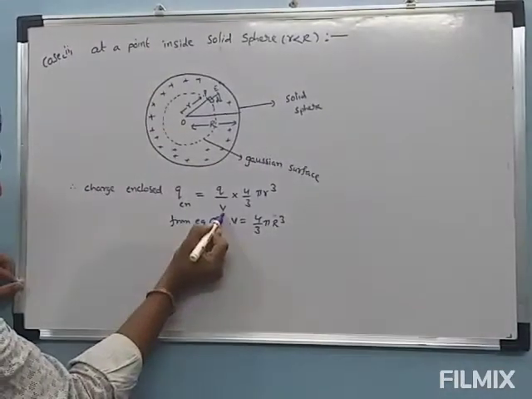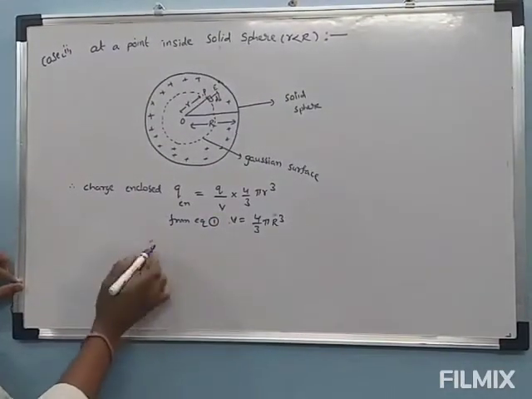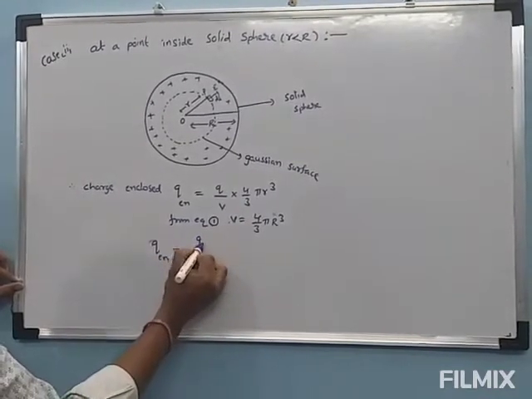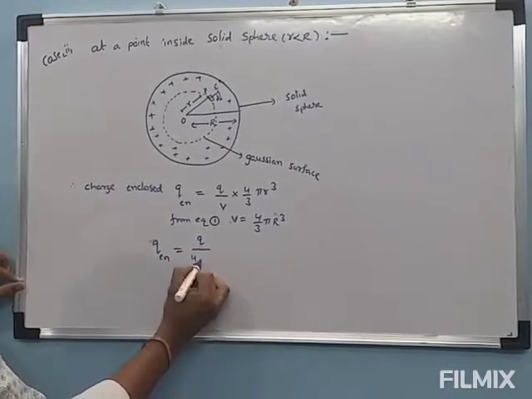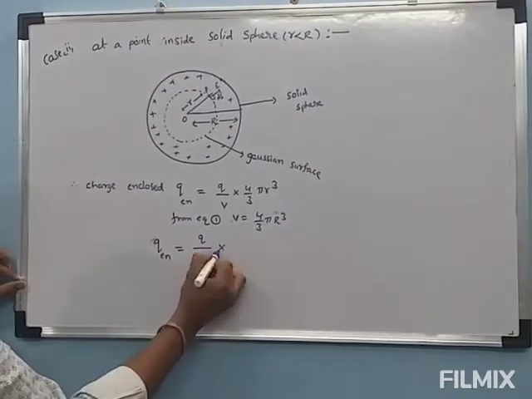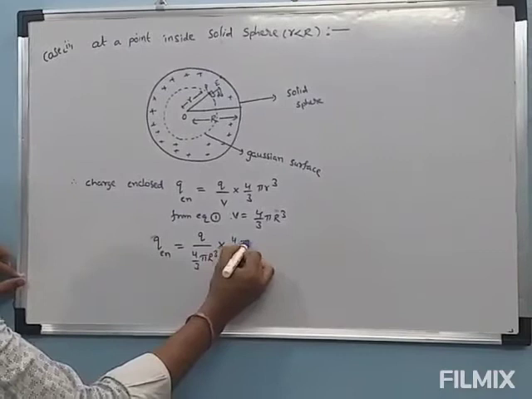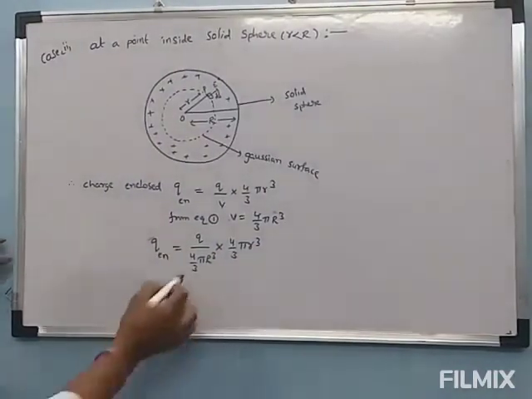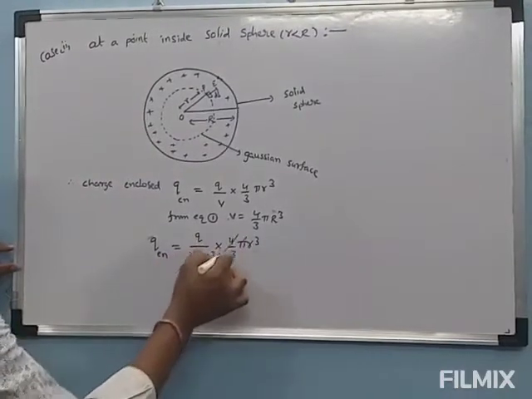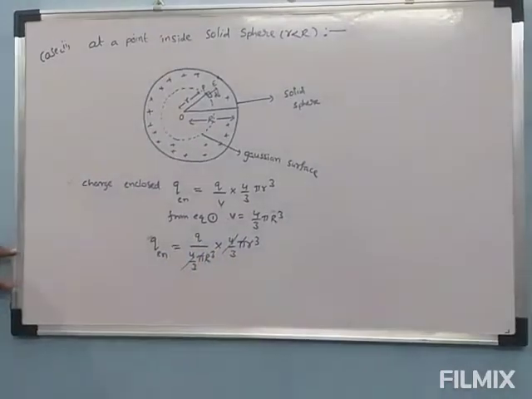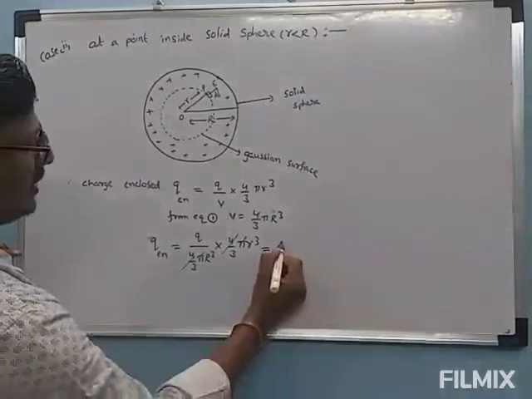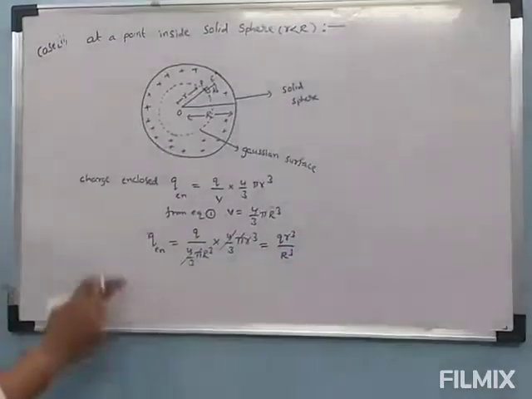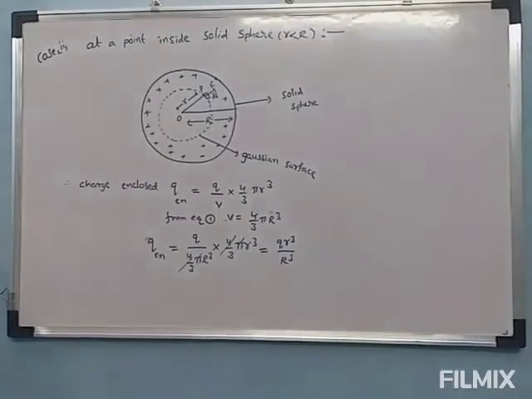Now this value we can substitute here. The charge enclosed is equal to Q by 4 by 3 pi R cube into 4 by 3 pi r cube. Here the 4 by 3 cancels, and pi also gets cancelled. The remaining is the charge into r cube by capital R cube. This is the charge enclosed.